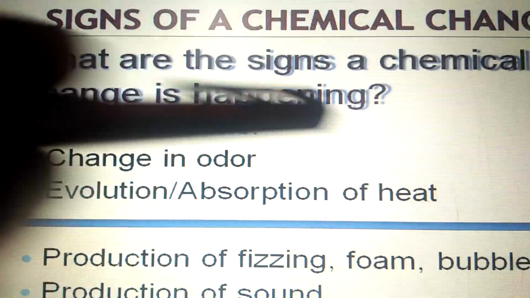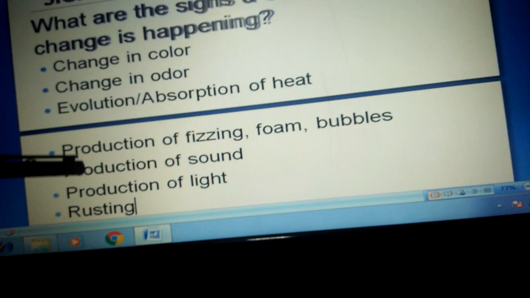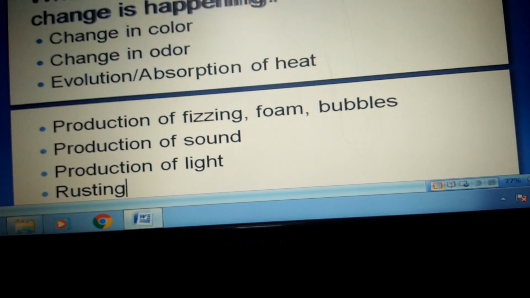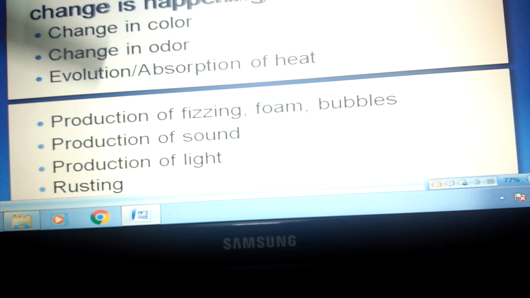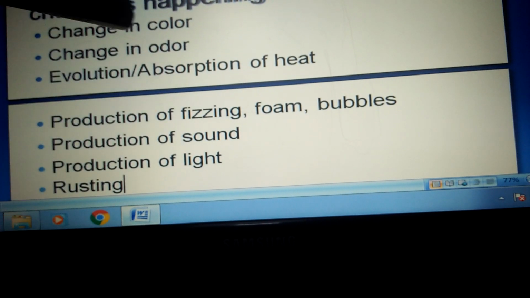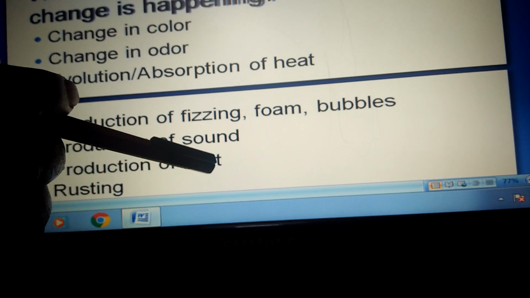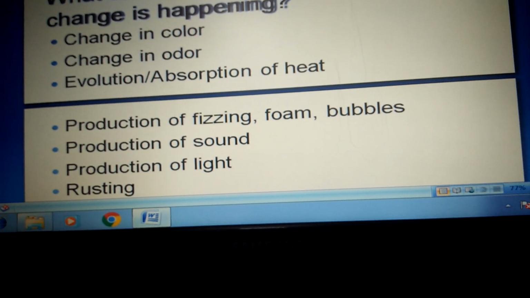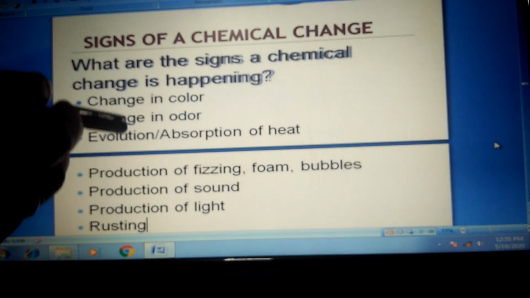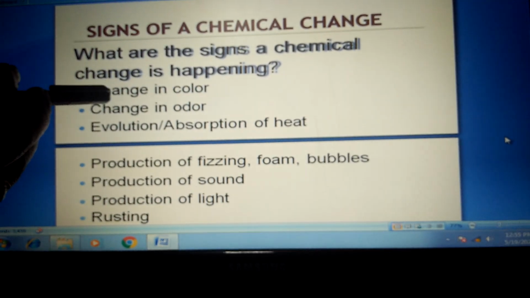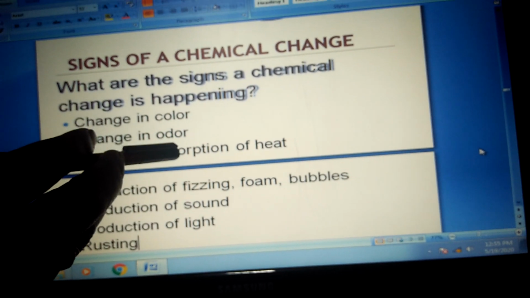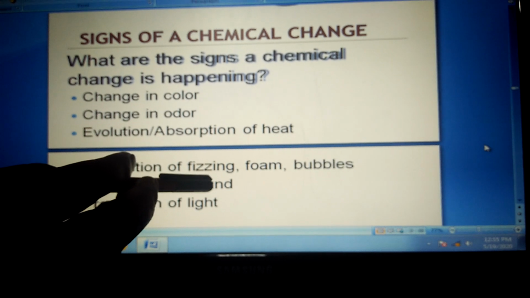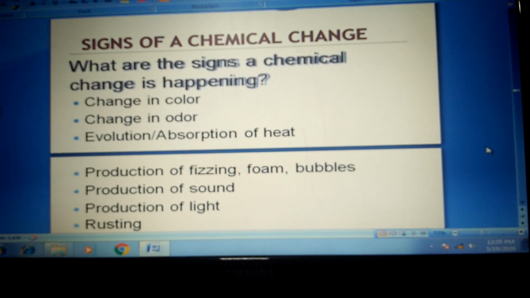Evolution or absorption of heat means change in temperature. Production of sound, fizzing sound, foam, bubbles means gas coming out. Production of sound like burning of crackers. Production of light when we burn a matchstick or candle, or rusting. These are the signs by which you can identify a chemical change: change in color, change in odor, change in temperature, gas coming out, sound evolving, light evolving, or rusting.